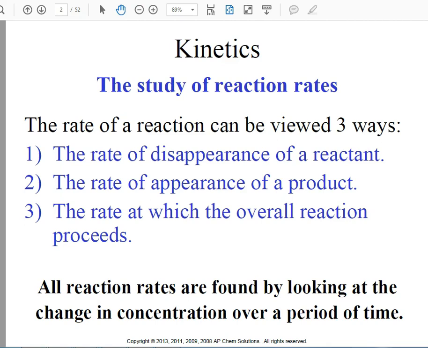And then we can talk about the rate of just the overall reaction proceeding. That is going to be a little bit different in terms of the way that we calculate it, because we're going to talk about the reaction as a whole. So: disappearance or appearance of reactants and products, or just the overall reaction as a whole, and we'll talk about each of those individually. Every single one of these is found by looking at how the concentration changes over a period of time. But how we calculate them and the units we use, etc., is going to be specific to which of these we're talking about.